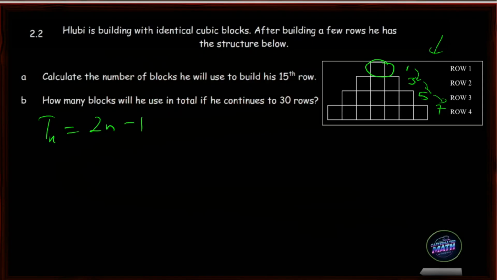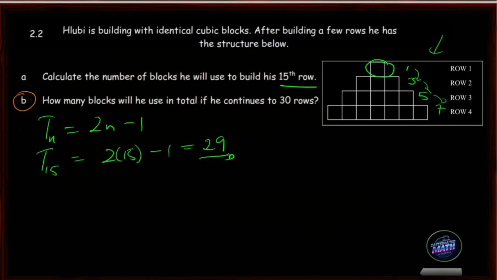Nobody's stopping that. However, we need to know how many blocks are contained in the 15th row. So that means we want the 15th term, and that's just going to be 2 times 15, subtract 1, which gives us, ta-da, 29.